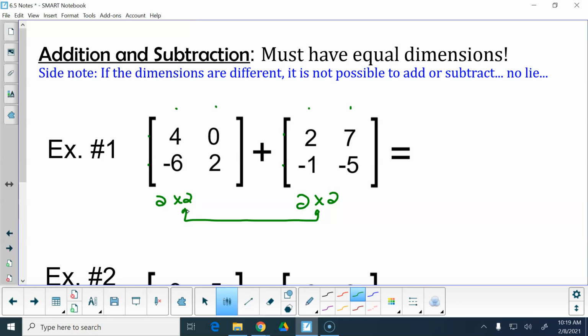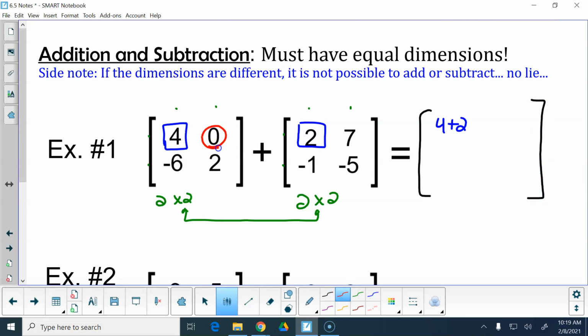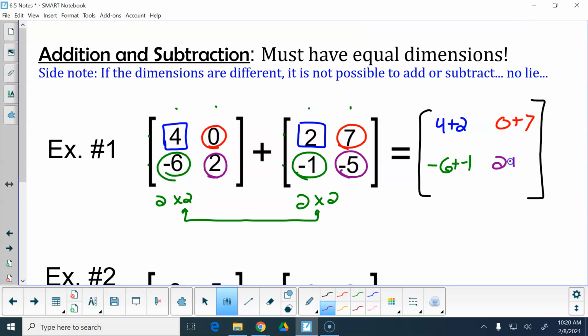Adding and subtracting of matrices is relatively non-painful, I think is the best way of saying it, because you just take the corresponding elements and you add them together. So I would take 4 here and add it to 2. Then I would take 0 and add it to 7. Then I would take -6 and add it to -1. And lastly, take 2 and add it to -5.